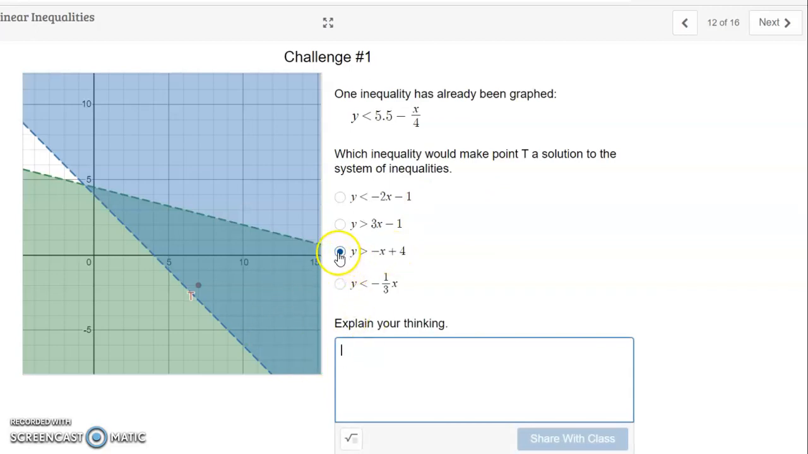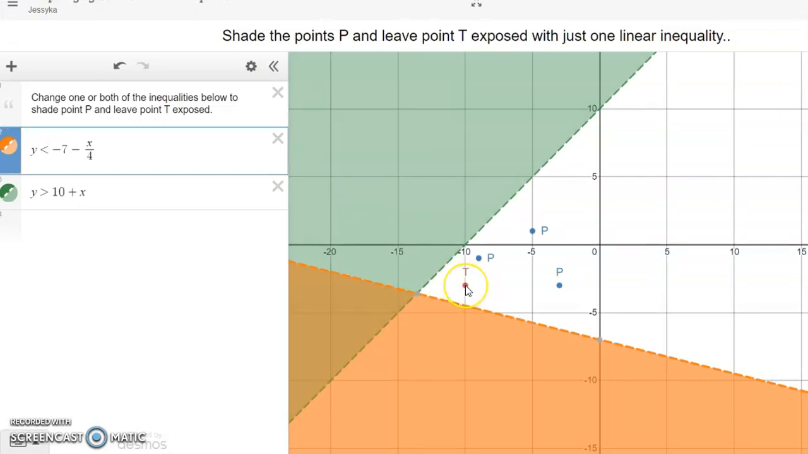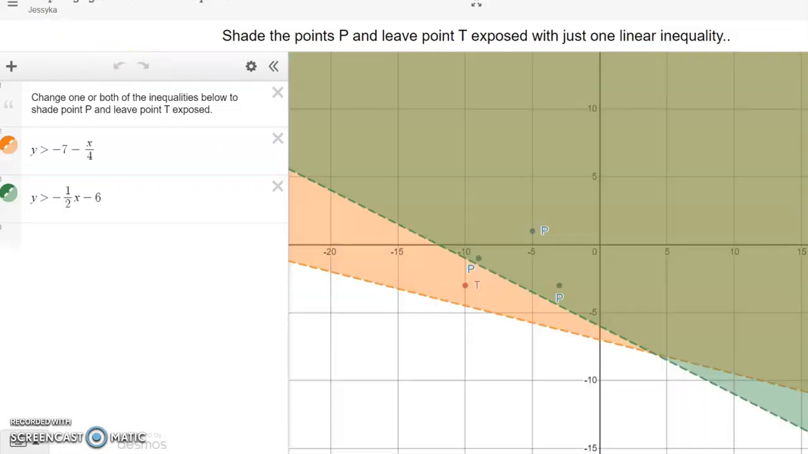And as you guys can see, when I click on C, it automatically graphs it for me, so I can see a nice clear example of what this line would look like. And then I could say T is in the overlapping shaded region. Share with class. Alright, let's look at slide number 13. So it says, shade the point P and leave T exposed with just one linear inequality. So we want to include points P, but we want to leave out T.